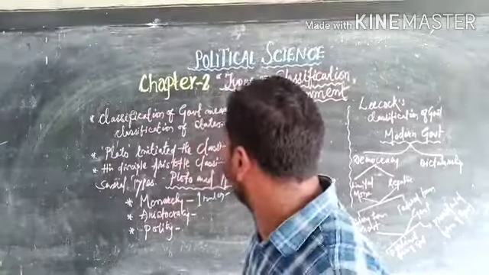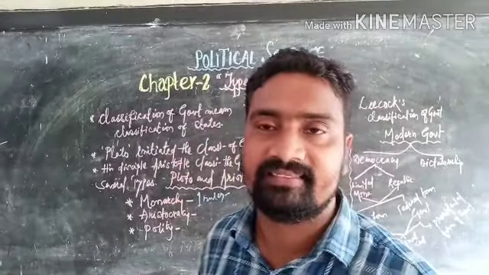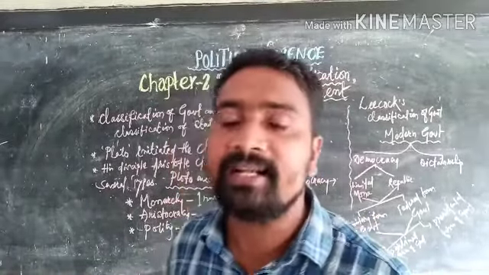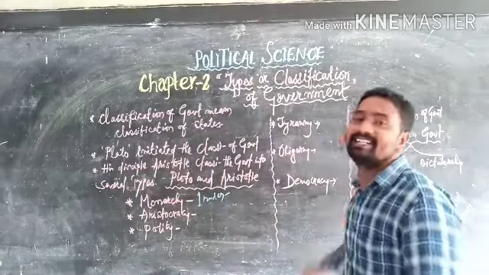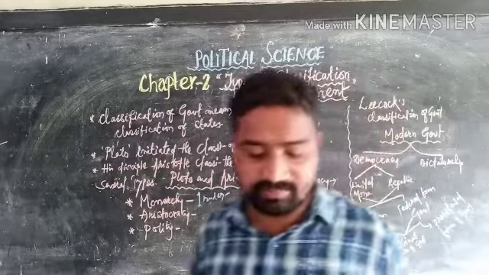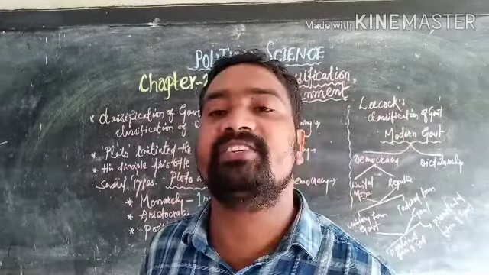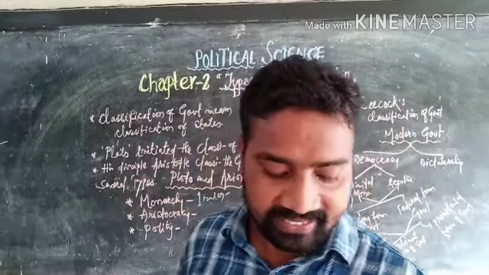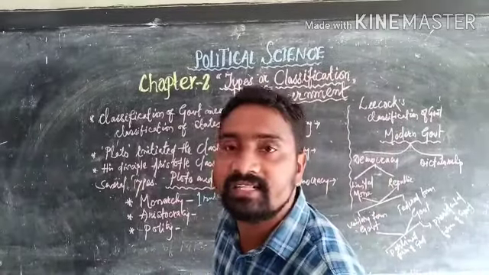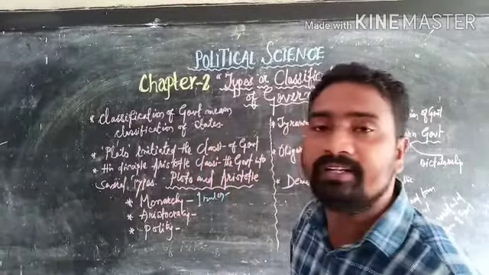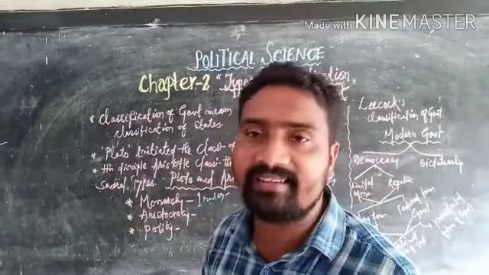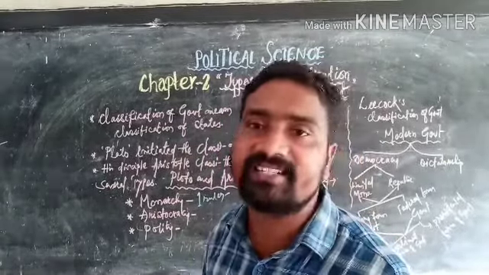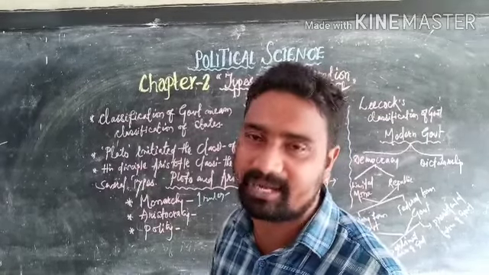What happens? The king or queen is not a ruler, but the king or queen possesses what? Limited powers. It is known as limited monarchy. Okay, in these states too, democratic government exists, but the king or queen is vested with limited powers. They do not have full power.